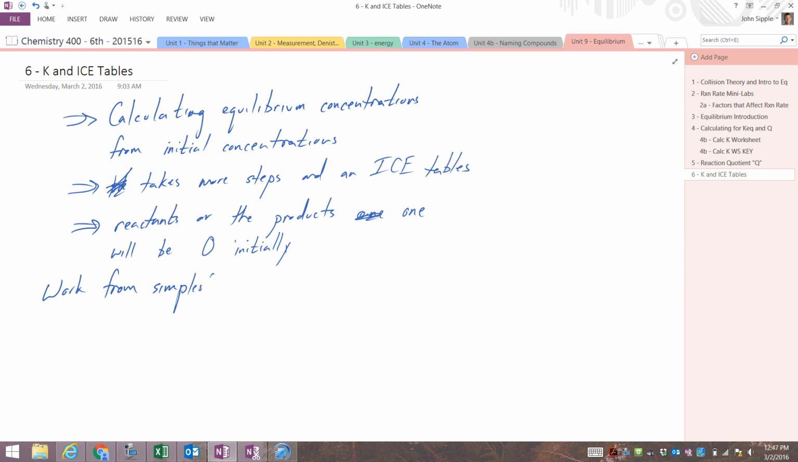simplest to more complex today. All right, so our first couple of examples are going to deal with solubility. All right, so how much of a solid is going to dissolve? Okay.